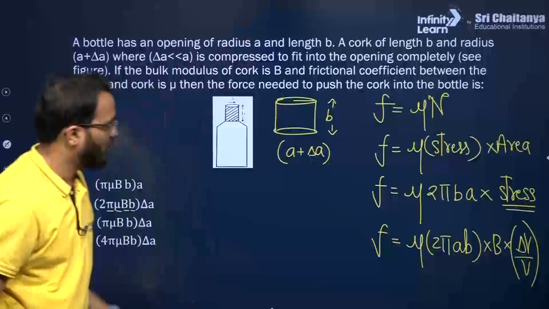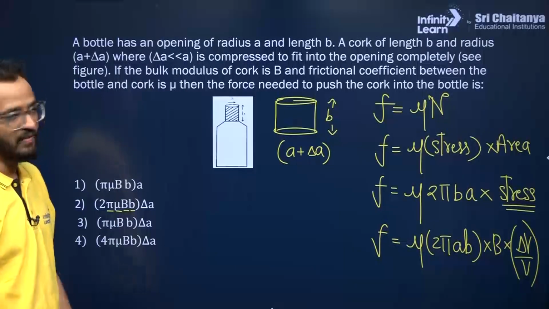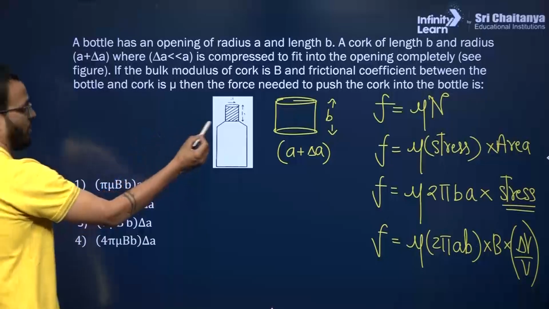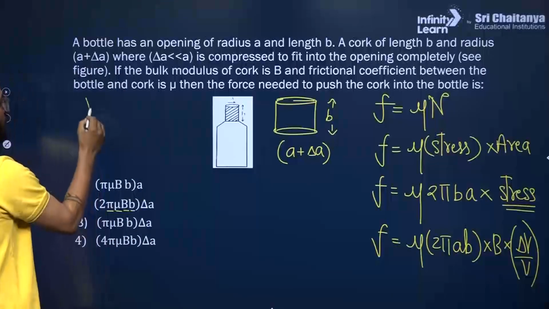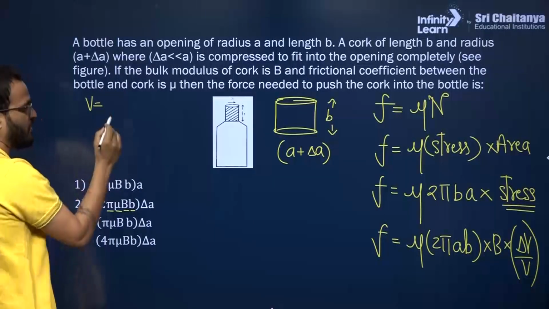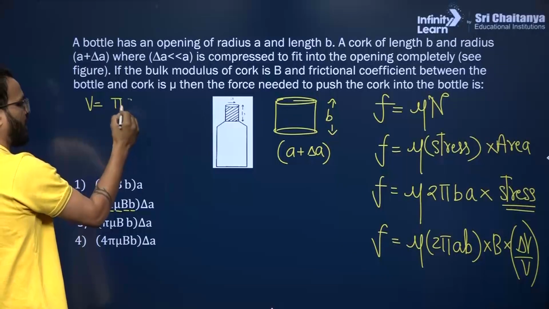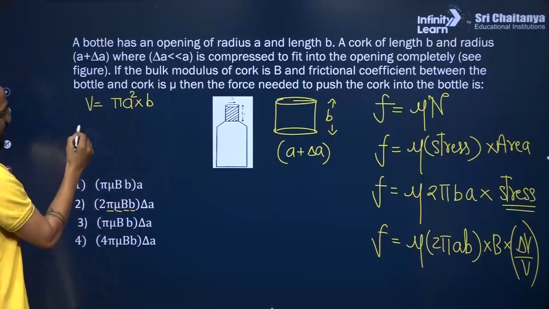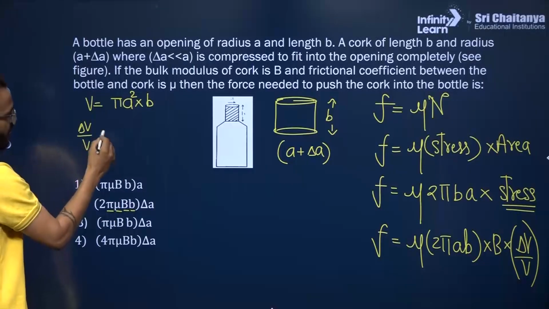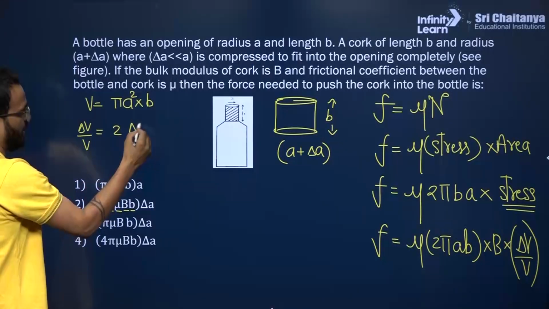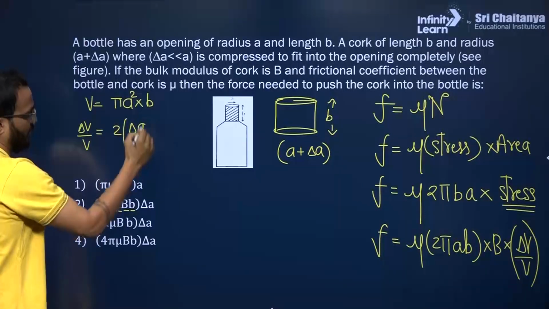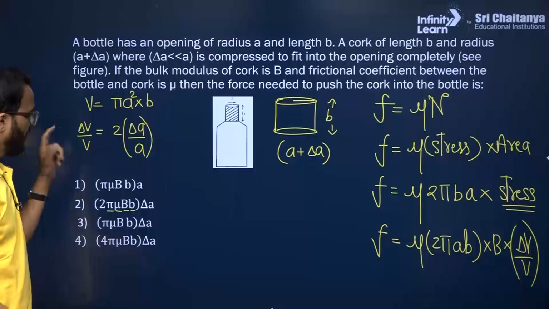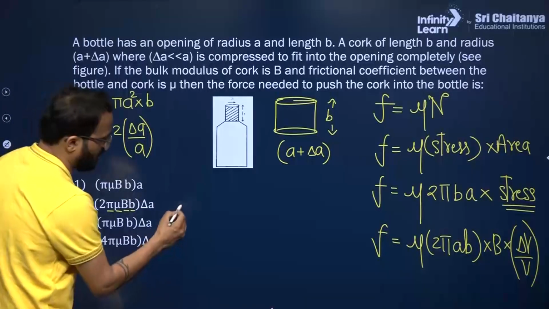Okay, let's solve it now. We just have to find out delta V by V. Can we do it now? Now think, what is the overall volume here? Volume is pi a square into b. So can I say that delta v by v is nothing but 2 times delta a by a, because pi and b are constant, they are not going to change. So I guess we got our answer from there itself.